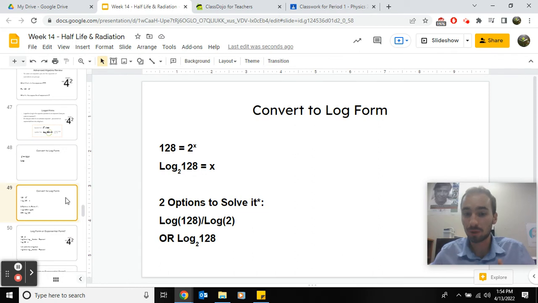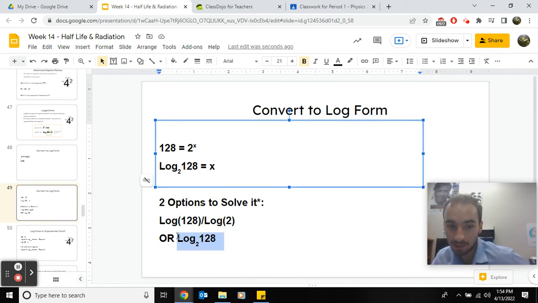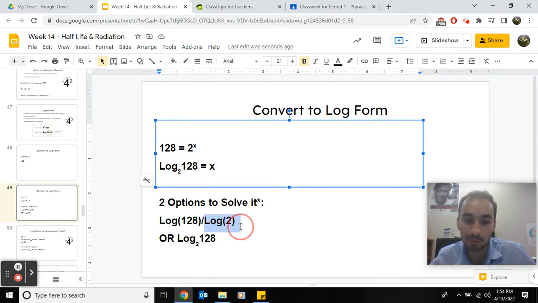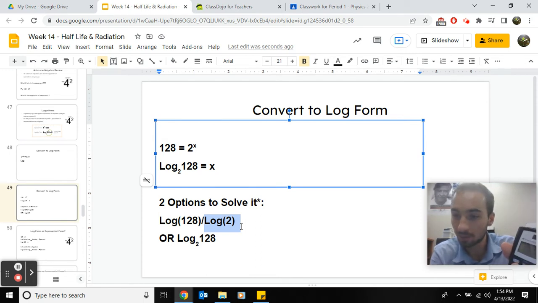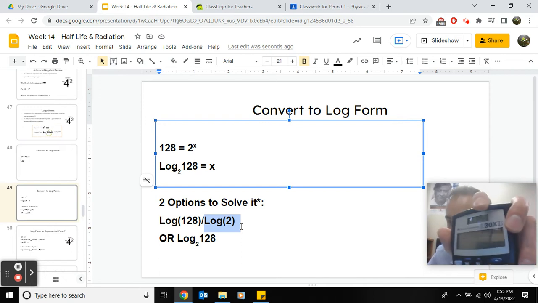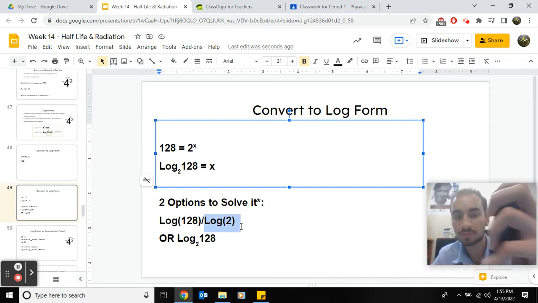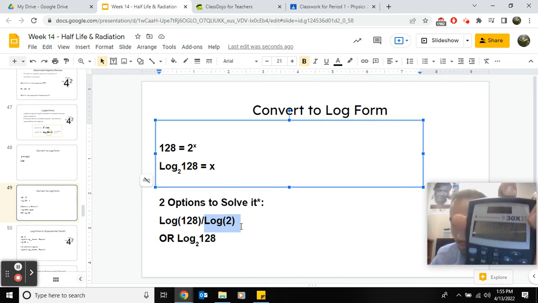And then, for your calculator, there are 2 different ways you can do it. If you have this button, then you can just type 128 and hit log 2. But if you don't have this button, which most calculators will not have, sadly, you'll do log 128, the top number, divided by log 2, the bottom number. So you find the log button, then 128 divided by log 2. And then you hit equals, and you should have gotten 7. Okay?